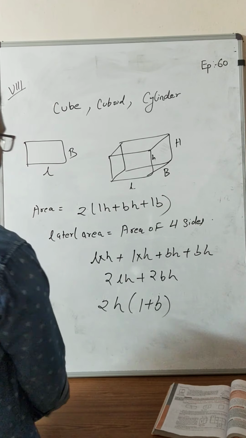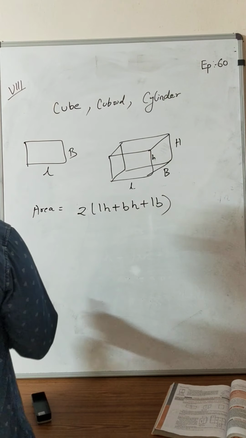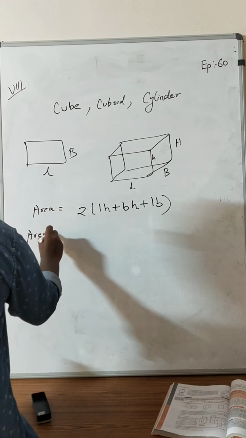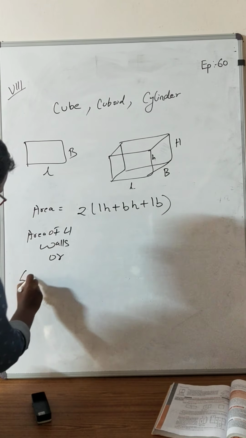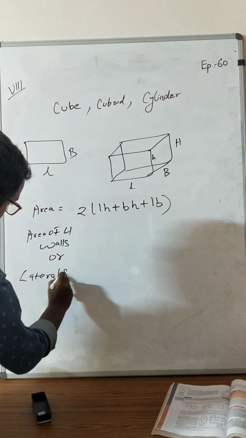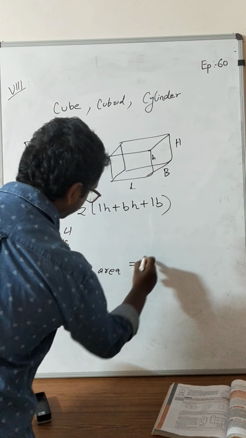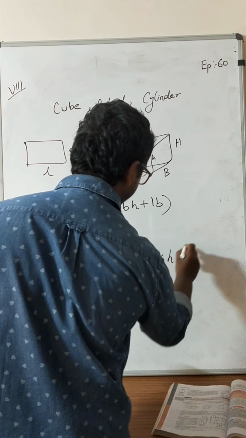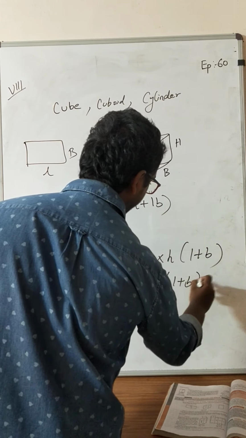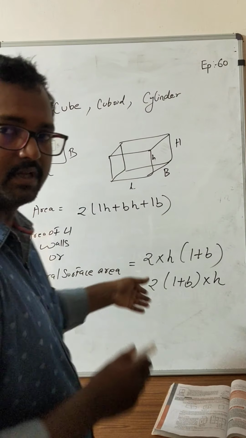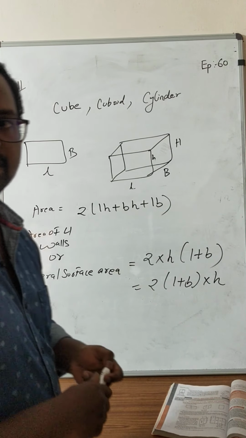So the lateral surface area formula is the area of the 4 walls, also known as lateral surface area, which is equal to 2 into H (L plus B). This can also be written as 2 (L plus B) into H, because this is multiplication. We can write H after L plus B also. Okay, so with this, I think we are clear with cuboid also.